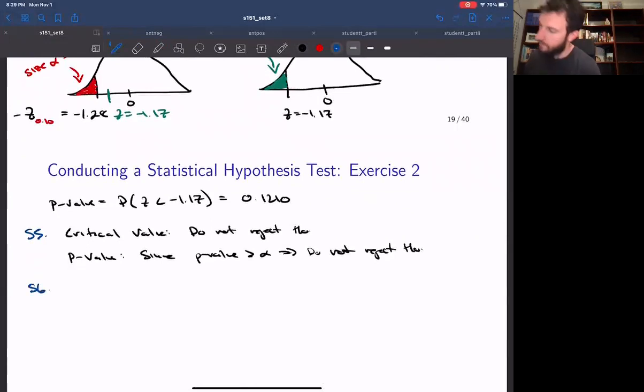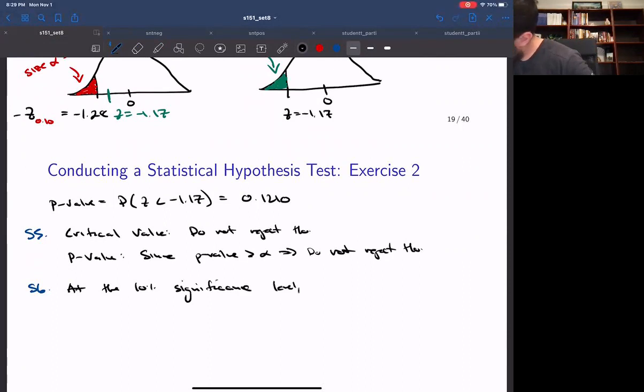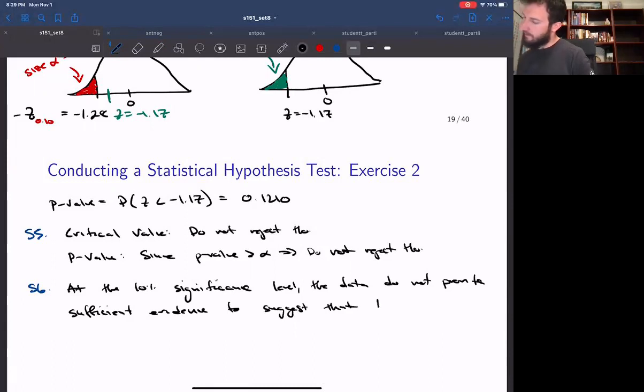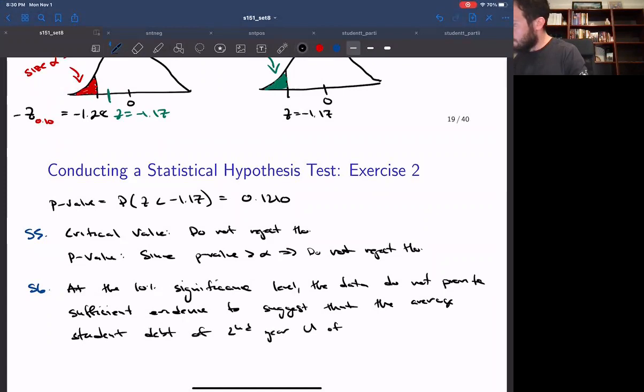All right. And then on step 6, we would say at the 10% significance level, the data do not provide sufficient evidence to suggest that the average student debt of second year U of A students is less than $1,600.